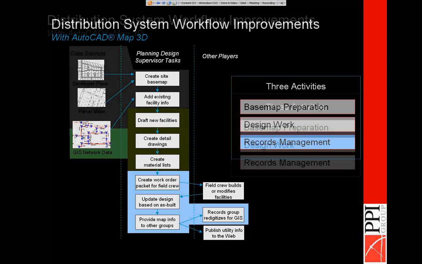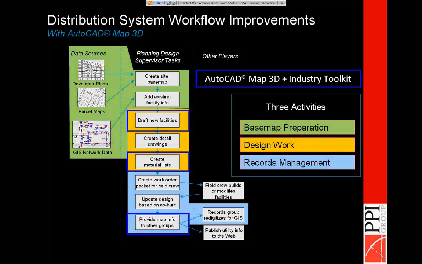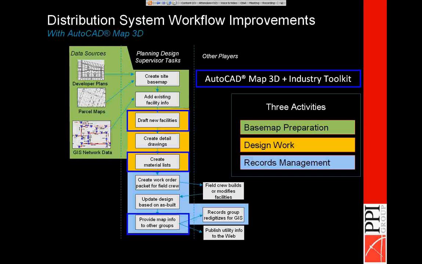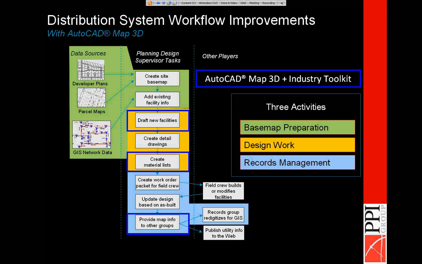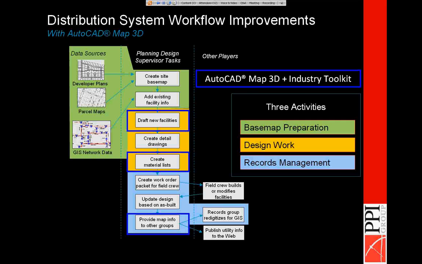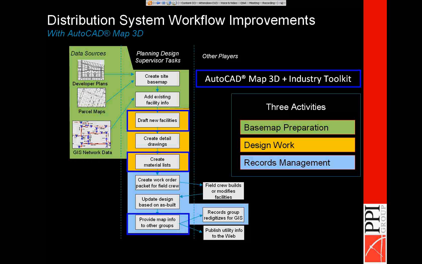Seems I've added a few slides here that I wasn't prepared for. Sorry about that. So here's the Map 3D industry toolkits and where they fit in that workflow. Drafting new facilities, definitely. Creating material lists, you'll see that once you've got your drawings moved into this object classification environment, getting real-world data out of those objects is very easy. And they provide info to other groups, like the GIS group. Moving this CAD data into that GIS environment is very easy once you've classified and maintained that data model in Map 3D.